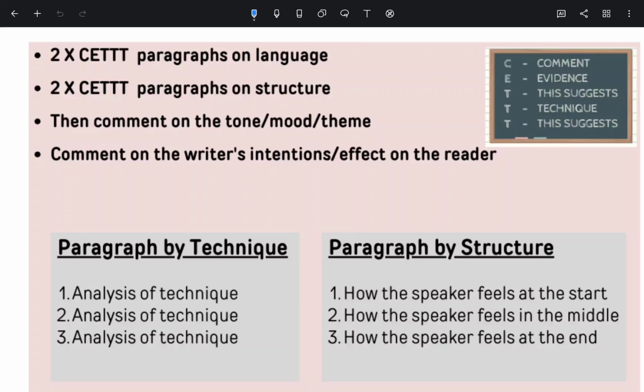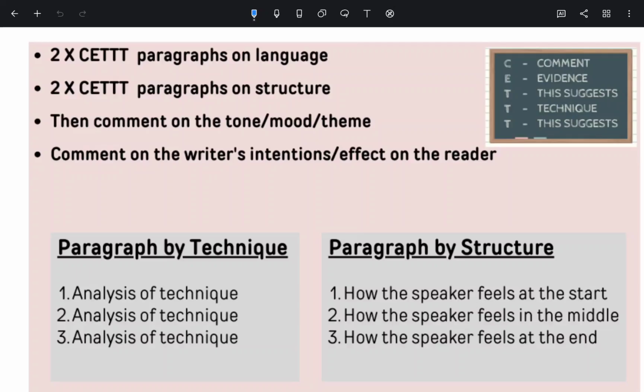So you can start off by looking at the paragraph on the technique. So paragraph number 1, you look at the analysis of the technique, and within that paragraph, you tell us how the speaker feels at the start, because remember that would fall under structure. So as you can see, I'm just going across 1 and 1 from your screen. Number 2, paragraph 2, analysis of another technique, and similarly at the same time, you're talking about how the speaker feels in the middle. And then paragraph number 3, you're looking at the analysis of a technique and how the speaker feels at the end, okay?